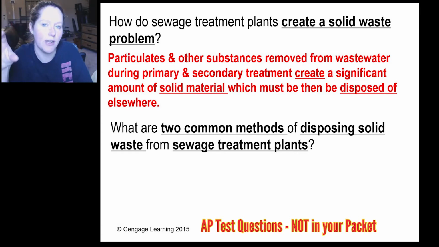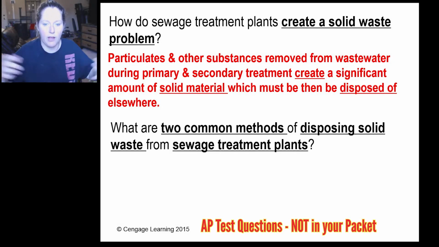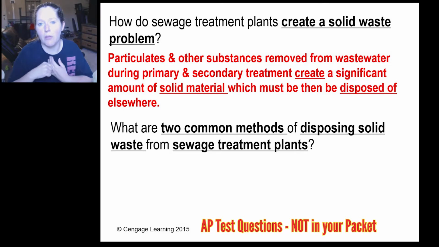So remember that sludge created this bunch of solid material, like waste, and we had to dispose of that elsewhere. Just remember that this solid waste accumulates in that sludge. That sludge is basically the solid waste, and it's got to go somewhere. Okay? And what are the two common methods of disposing of it? If you remember, how do we get rid of this sludge, this solid waste?